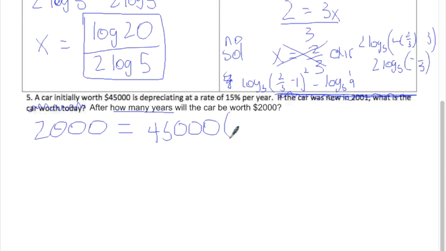Times 1 minus 0.15 to the power of t. So we don't know what t is, unlike the other exponential problems where we knew the other amounts. Sometimes we had to solve for r, but usually we would have to solve for t. So first thing I'll do is divide both sides by 45,000.